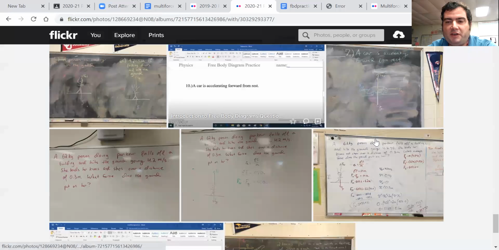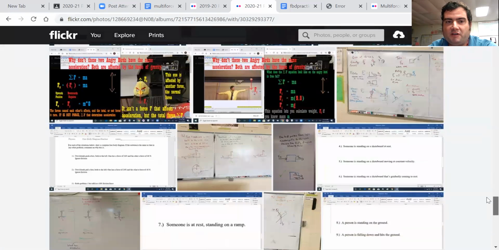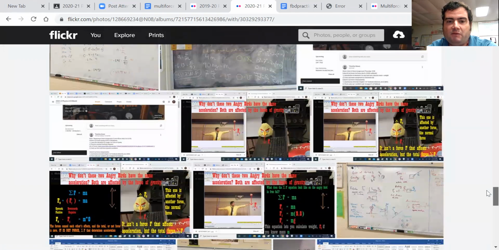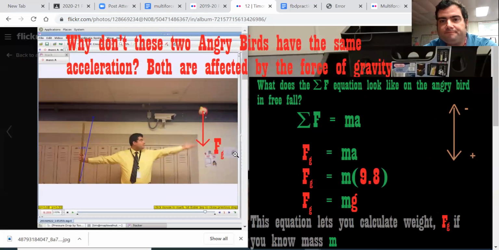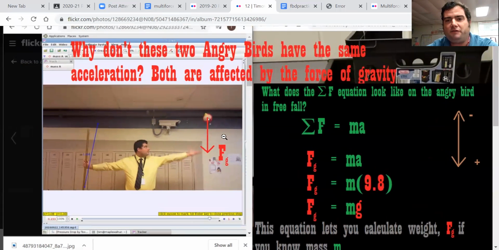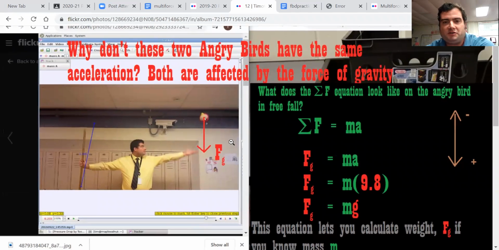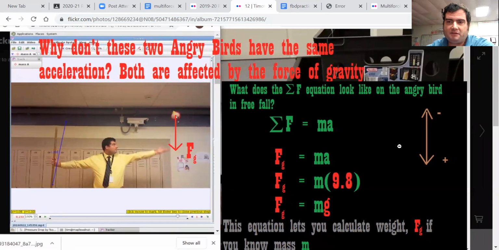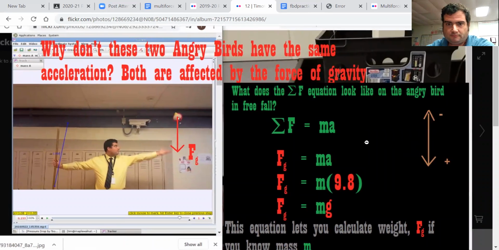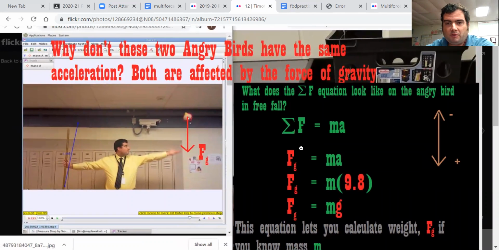There was one other thing we did today before we started solving these problems, and that was we looked at the angry bird that was in the air. And we can actually figure out something from its sigma F equation. Sigma F in this case, the net force, is just the gravity force. Notice I'm calling down positive here to make the problem easier.